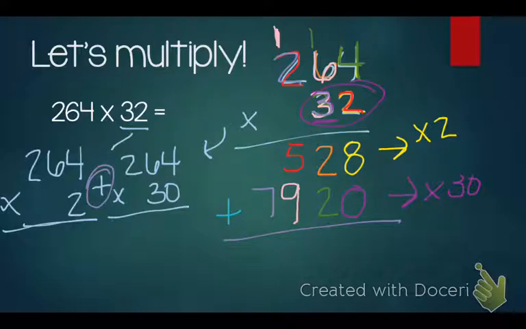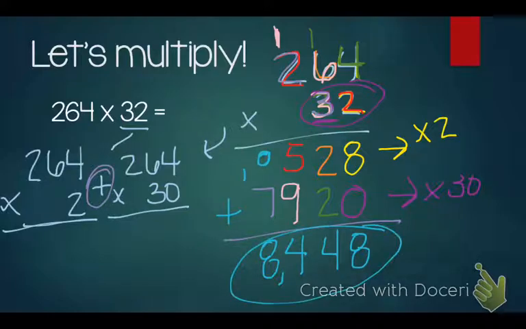8 plus 0 gives me 8. 2 plus 2 is 4. 9 plus 5 is 14, so I'm going to bring down the 4 and carry the 1. And then you have no number up here, so I'm going to just do 7 plus 1, which gives me 8. So my final answer for this one is 8,448. And that's all there is to it.